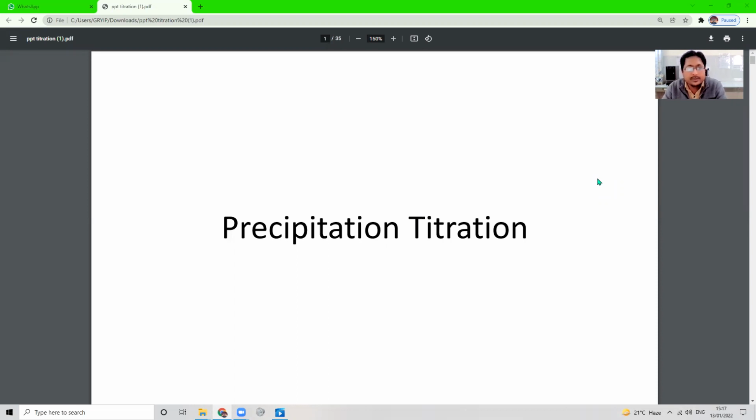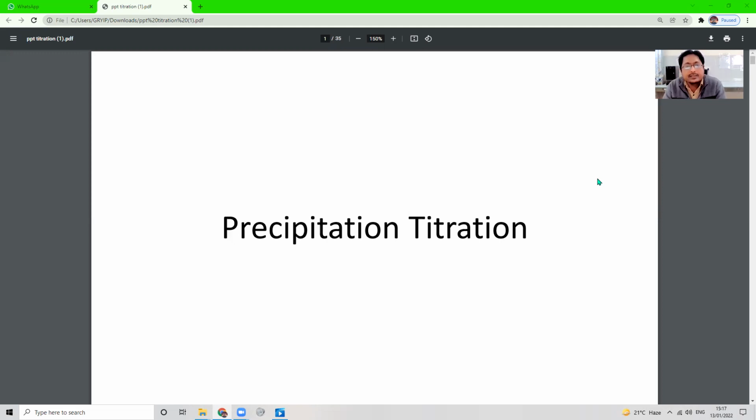Today, I would like to explain precipitation titration. Precipitation titration involves the determination of halides like the halogens chlorine, bromine, and iodine. Generally, this titration involves the titration of halides with silver nitrate.